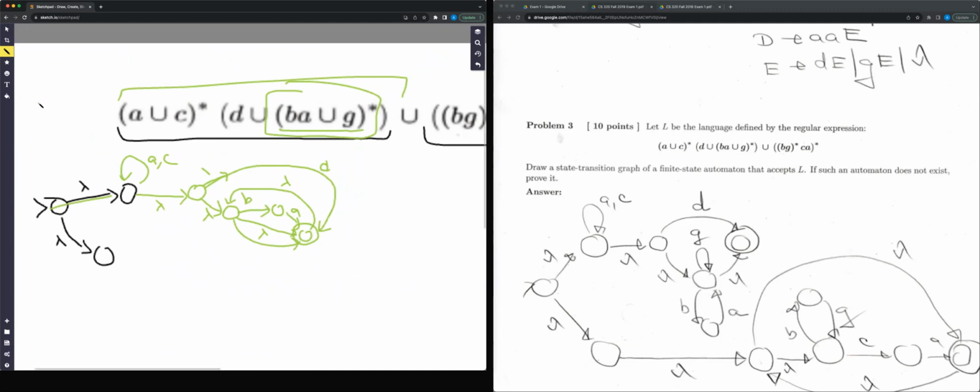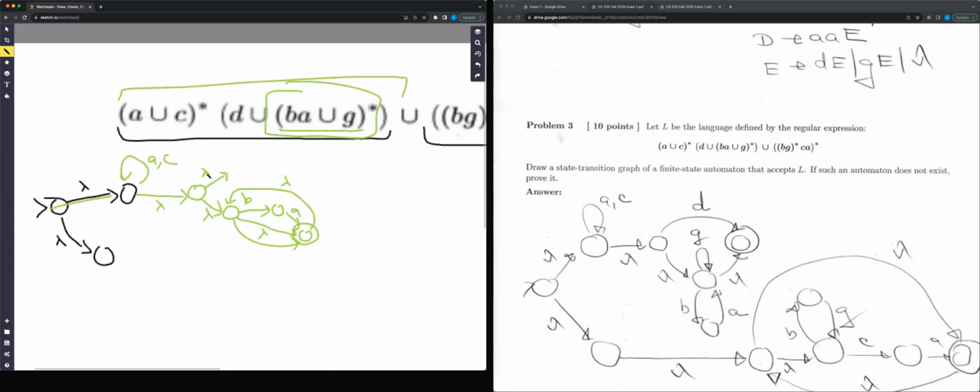Oh no, this is wrong. The reason this is wrong is because look, if I'm starting from here and I take the D path forward and get to here, there's a lambda transition that sends me back here, which means I could now do D and the middle part. So this is wrong. This is why you use lambdas.